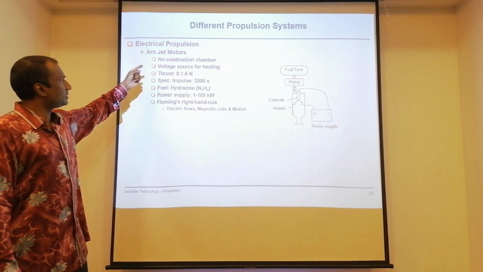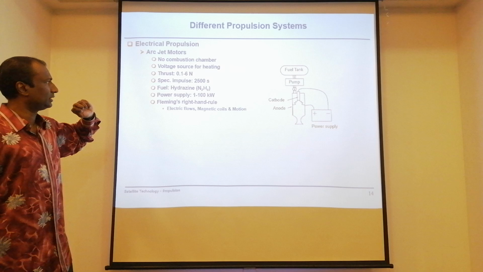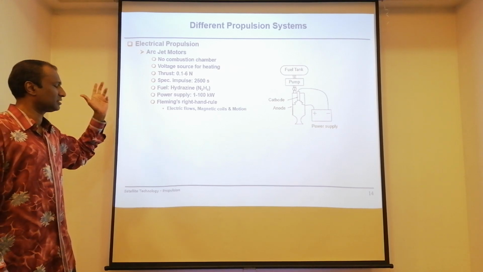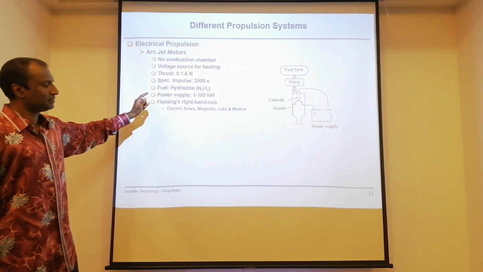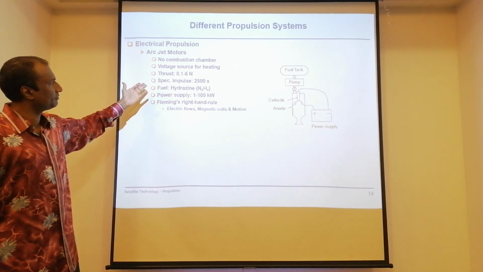All right, here it's simple. There's no combustion chamber. You have a voltage source for heating. Thrust is quite low. Why is thrust quite low? Because we can play around with the specific impulse, so it's fine for us.